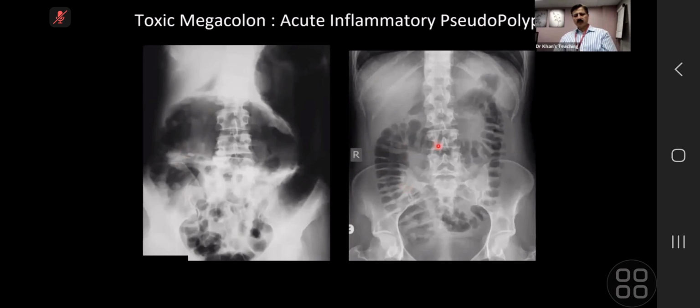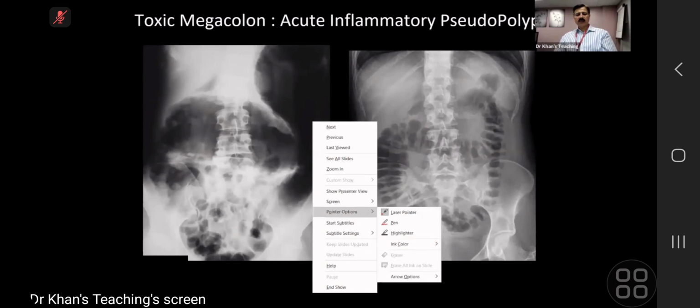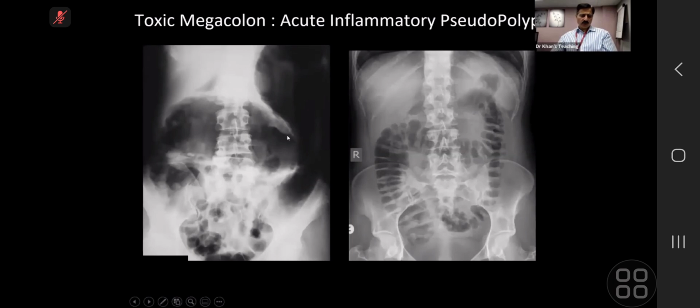If you see here, this is a normal small abdomen. Look at the transverse colon, look at the crisp and sharp outline of the haustra. And here, what is happening? This is a case of toxic megacolon. And how will you describe it in the exam is that you are going to tell the examiner that there is a dilated long segment of transverse colon. With that, there is loss of haustra.